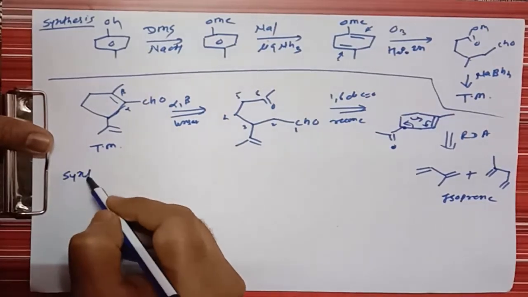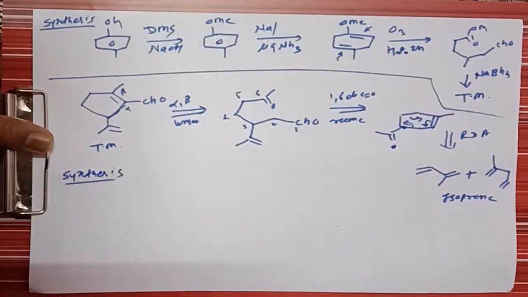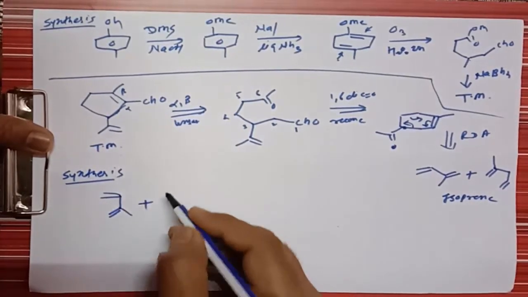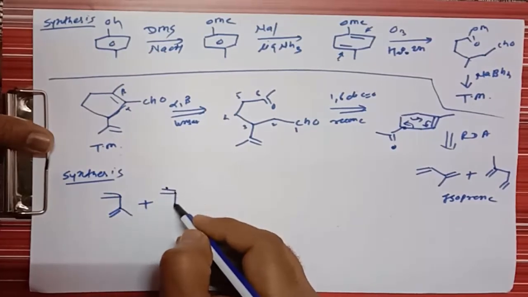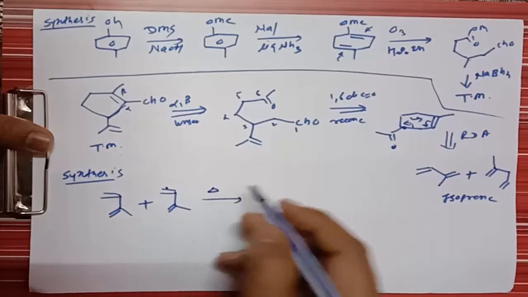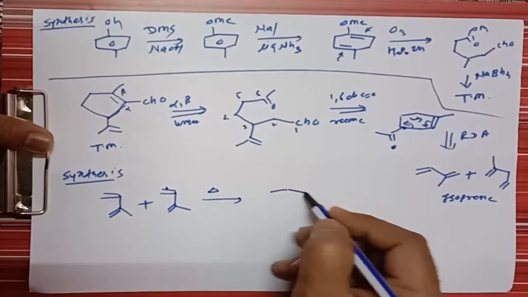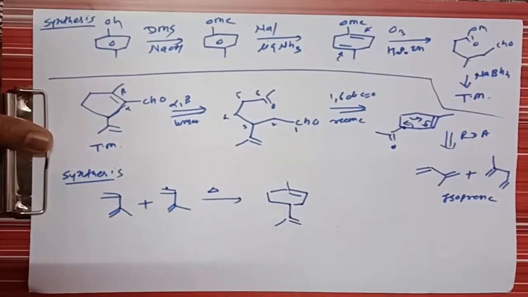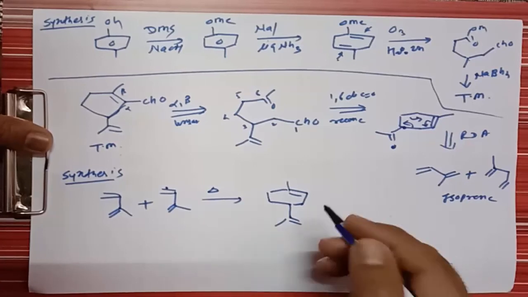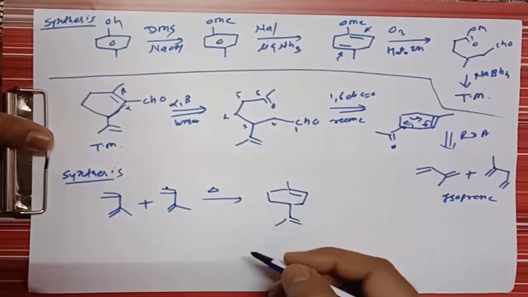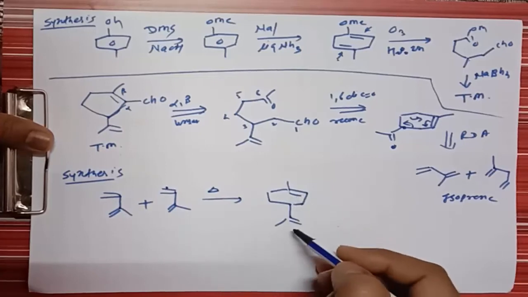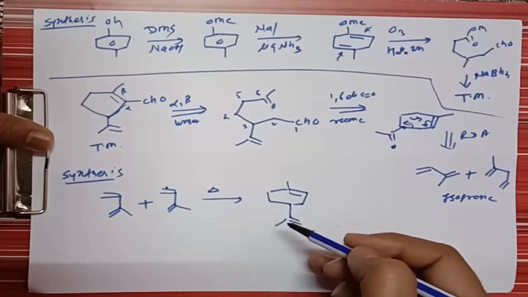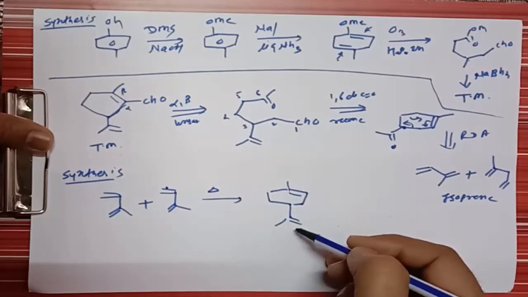Synthesis. In the synthesis, we can take two isoprene molecules along with, so in the presence of heat, what does it give? It gives formation of a molecule like this, in this way. Now this molecule contains two olefins, right? So here is one olefin and here is another olefin, and if we go for ozonolysis, it may break this bond, it may also break this bond.